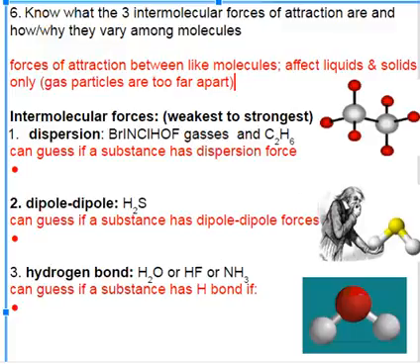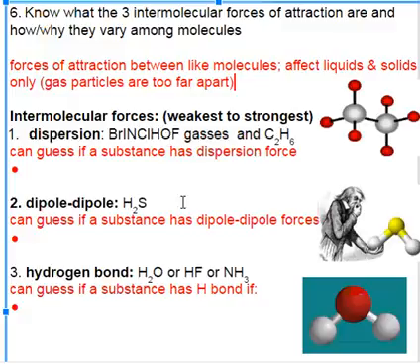So then what are the three kinds? Well, the first one is dispersion. So all the diatomic gases, remember all the nonmetals, bromine, iodine, nitrogen, chlorine, hydrogen, oxygen, fluorine, the Brinkelhoff gases, they're all nonpolar because they're going to share equally. It's just two of the same molecule.